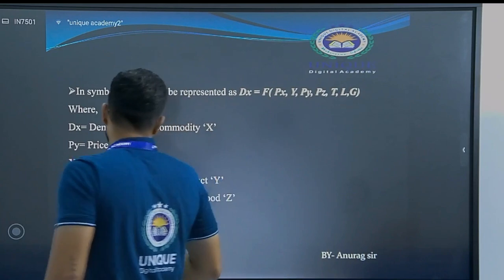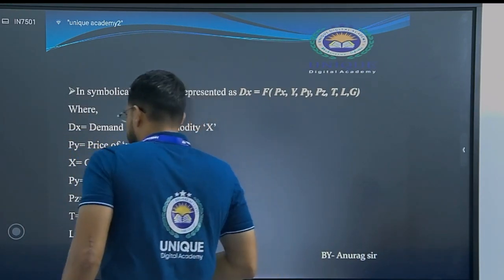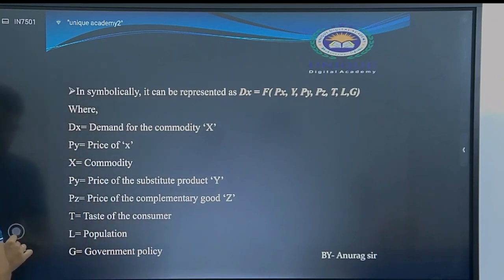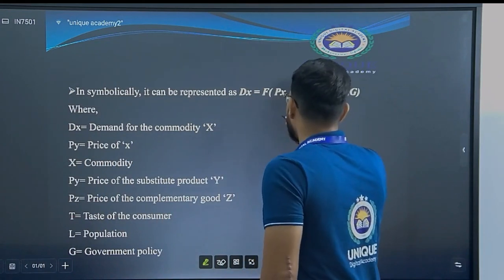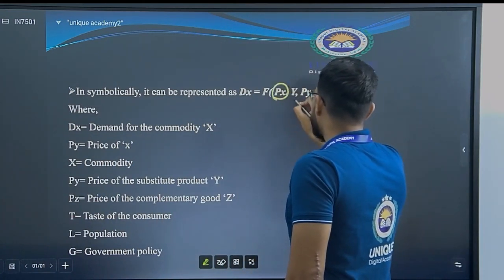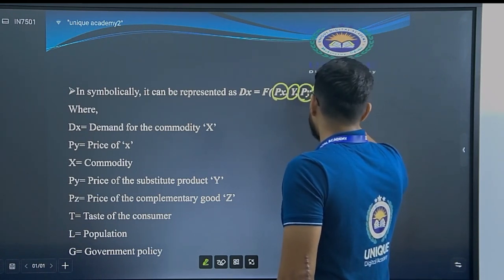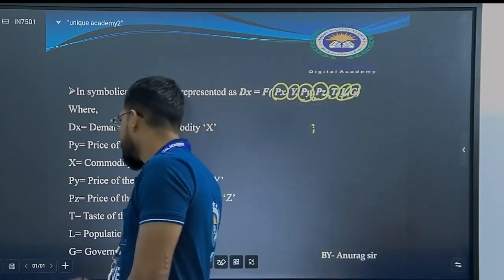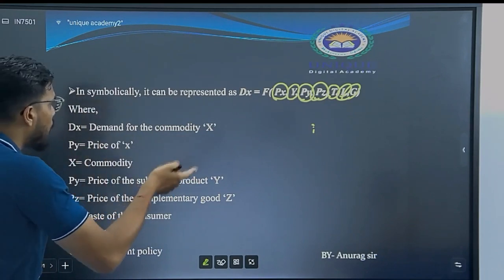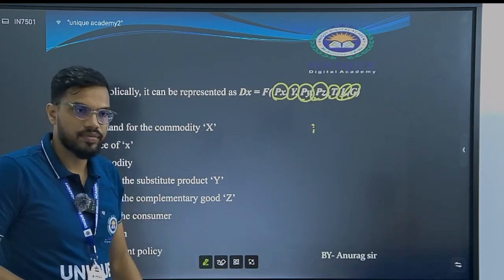Symbolically it can be represented as: demand for commodity X is a function of price of commodity X, income of the consumer, price of substitute goods, price of complementary goods, taste and preferences, population and government policy. So, how do these factors affect the demand for a product?